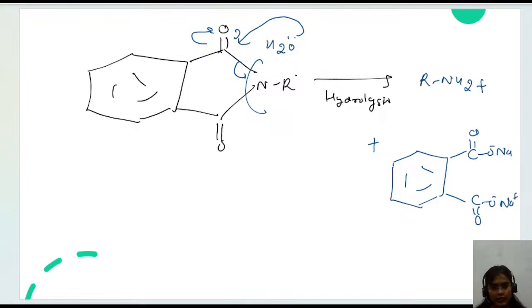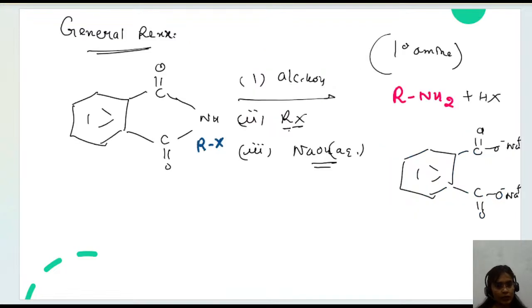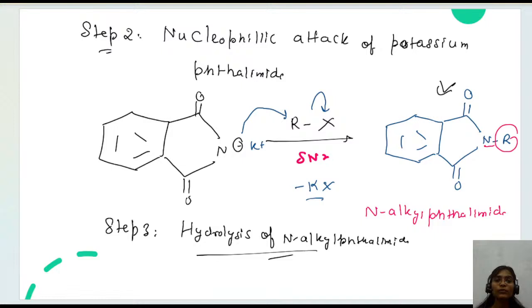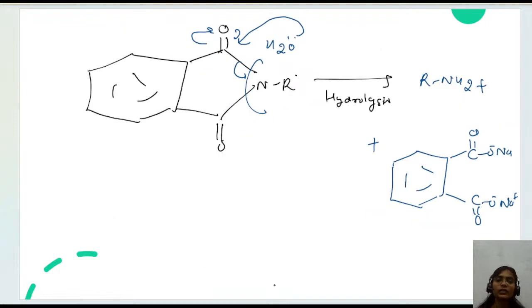Okay, this is a three-step reaction if you want to note it again. This is a normal general reaction. Step number one mechanism, formation of the potassium phthalimide. Step number two, a nucleophilic attack of the potassium phthalimide. And step number three, the hydrolysis step. So now you're done. Any problem with this reaction? Why am I explaining in so much detail? Because it's an important reaction.